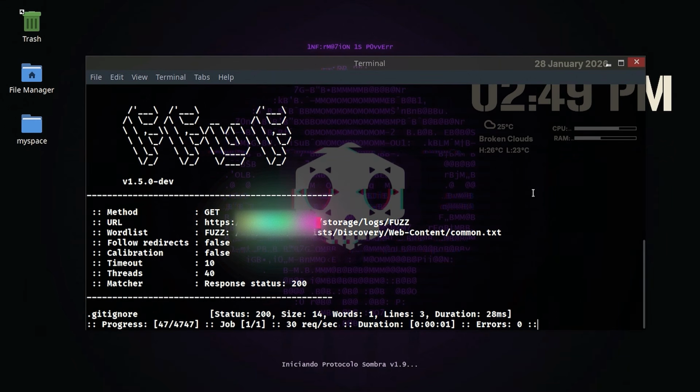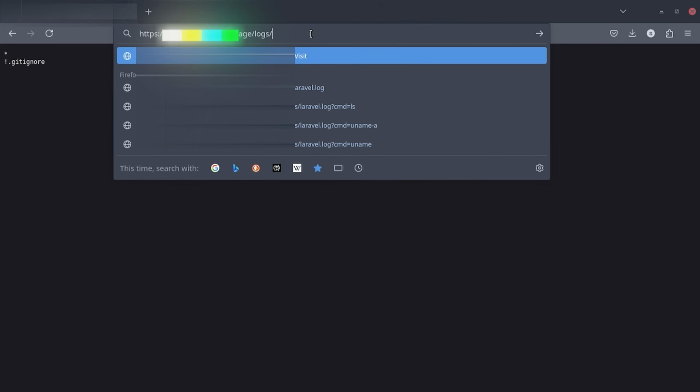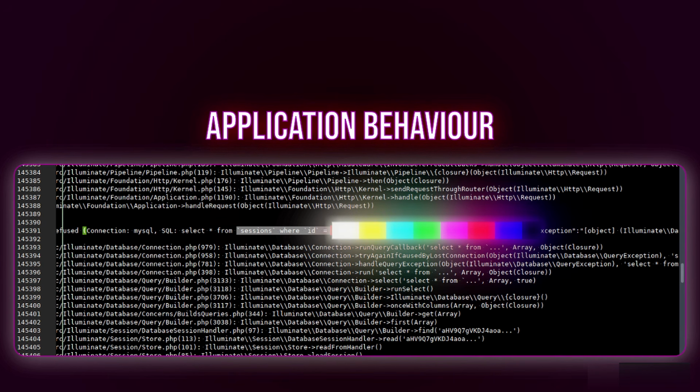After that, I continued directory fuzzing on discovered paths. This technique helps uncover files inside other directories that are not meant to be accessed directly. Using this approach, I was able to find Laravel log files on the system. These log files can expose internal errors, application behavior, server structure, and sometimes even session-related information.